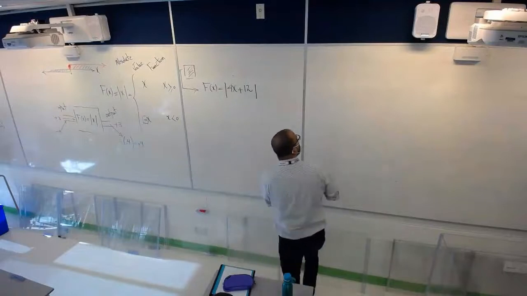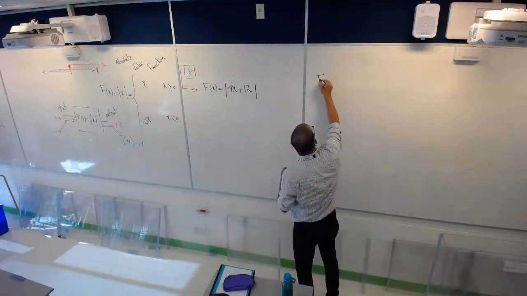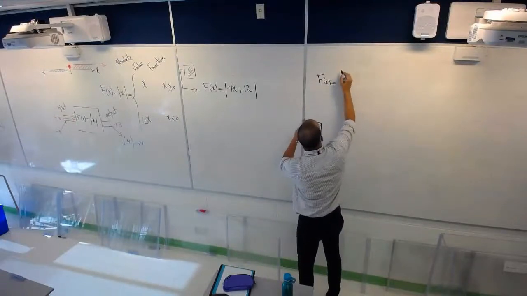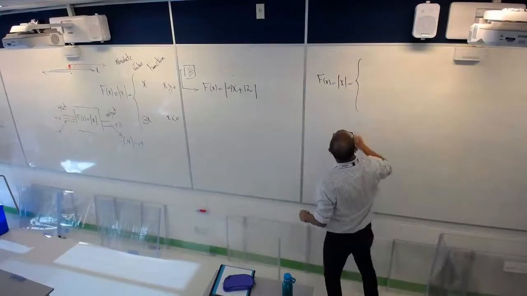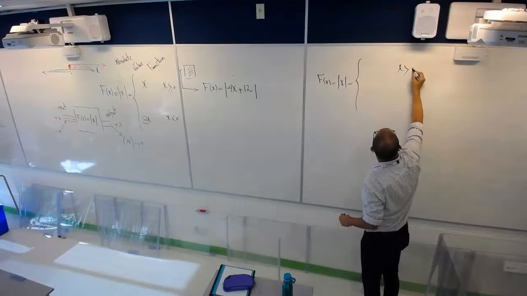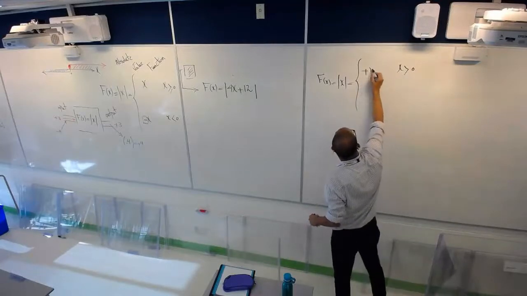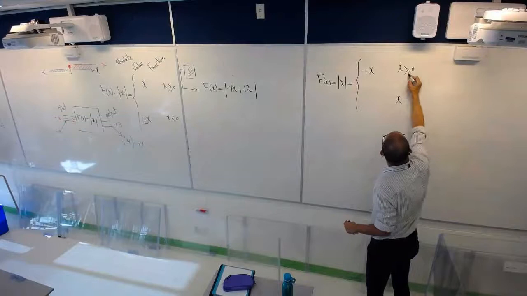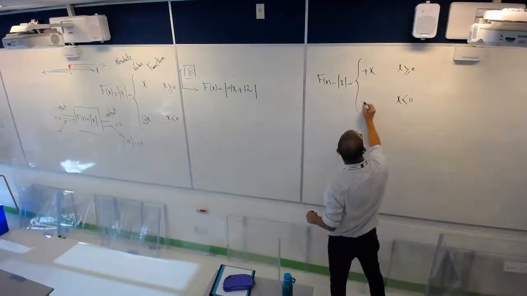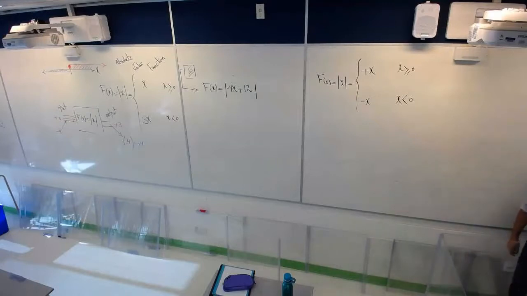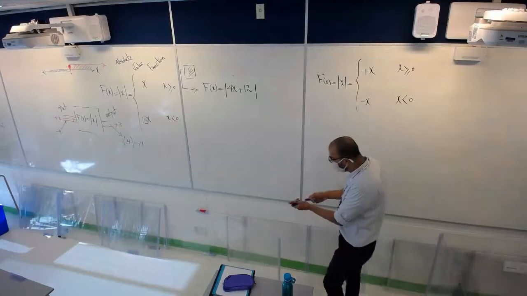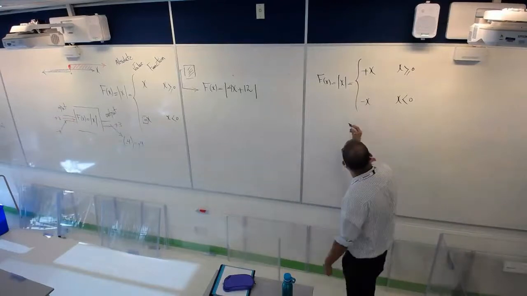Let me write this. I say f of x equals the absolute value of x. If x is positive, we have plus x. If x is negative, we have minus x. Now, guys, look at this. It is a very important plot that you're going to see in the whole functions course that you're going to have this year.